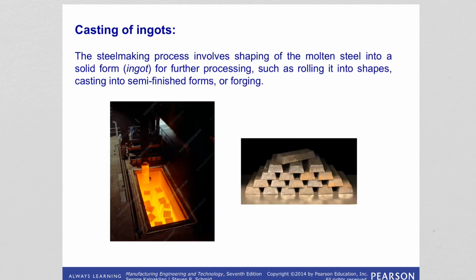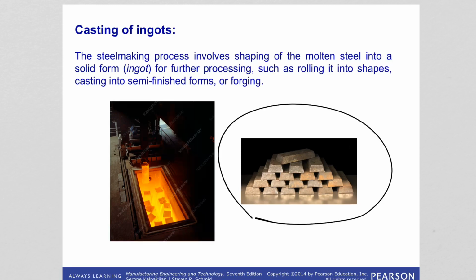Next is casting of ingots. The steel making process involves shaping of the molten metal into a solid form, which we call an ingot, for further processing. Okay, these are ingots. Ingots are actually used as we roll them into shapes, cast them into finished products, or use them during forging.